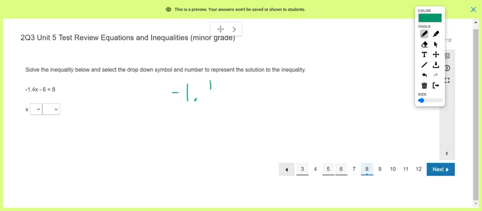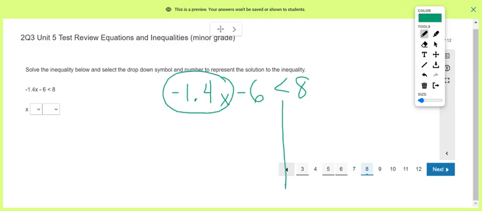We have -1.4x minus 6 is less than 8. Circle the variable term and the sign to the left. Now this is negative. The negative variable term means we're going to flip this inequality sign during the solving process. So when we get a positive variable towards the end, when we undo the multiplying by -1.4, that is going to cause the inverse for the inequality sign and flip it around.